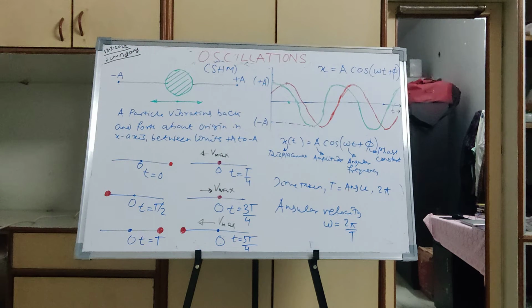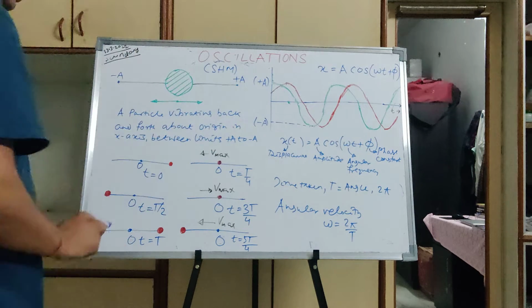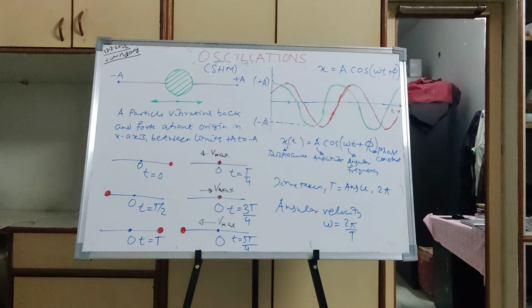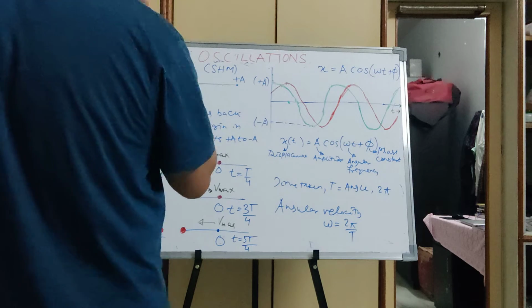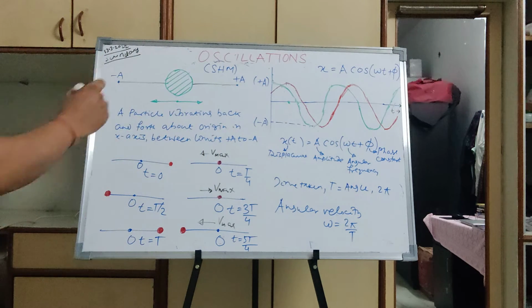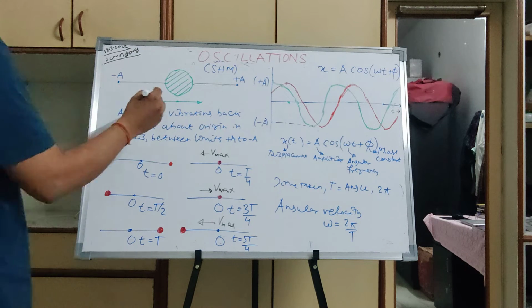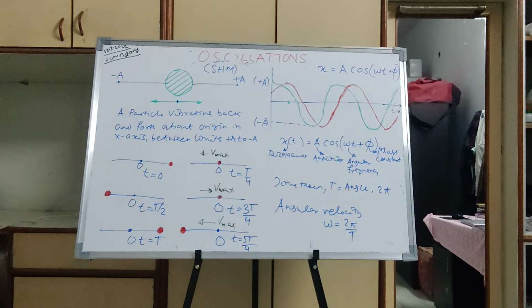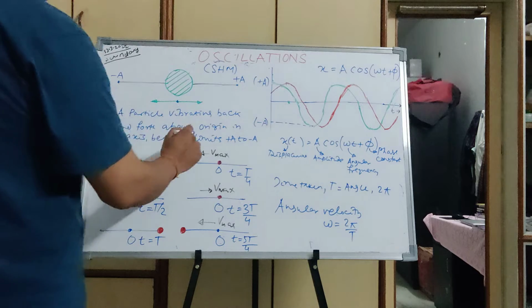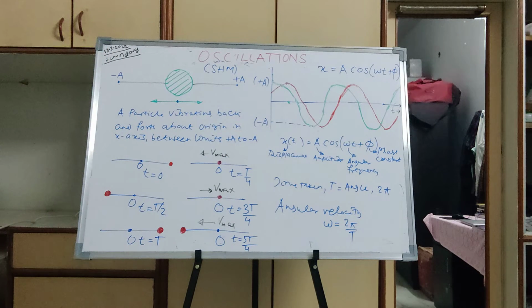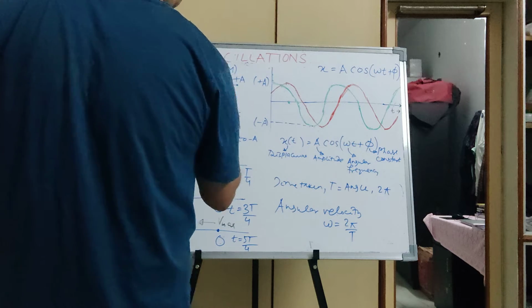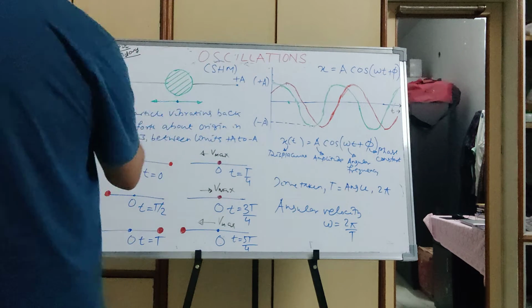What you see in the picture is a particle vibrating back and forth about the origin on the x-axis between limits plus a to minus a. This is the particle, and let us say this is the origin. So this particle vibrates back and forth about the origin on the x-axis between limits plus a and minus a. This particle is moving from plus a to minus a.